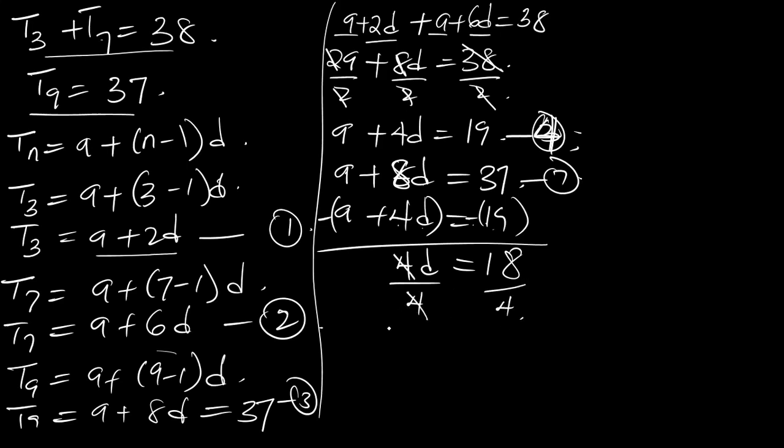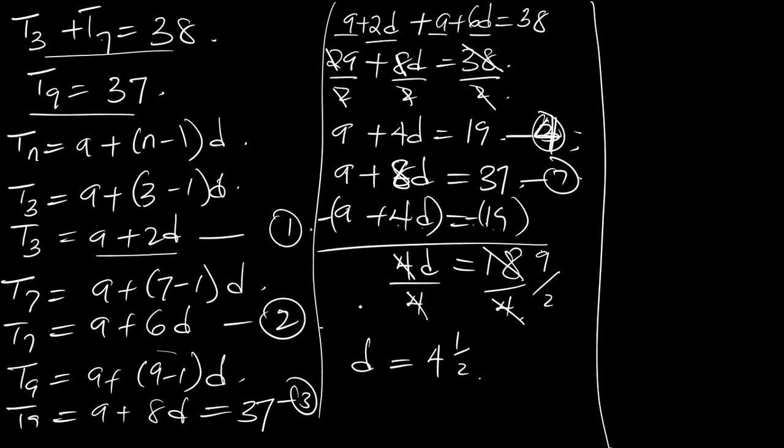you have 4 cancel out here. You have d equal to what? 2 cancels 18 will give you 9. 2 cancels 4 will give you 2. So we have 4 1 over 2, which is 9 all over 2, as the common difference.